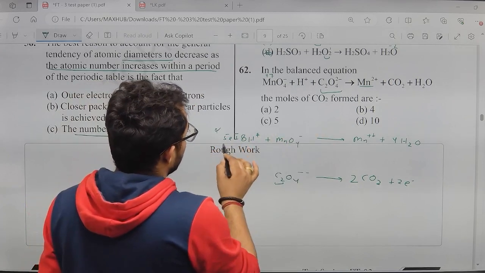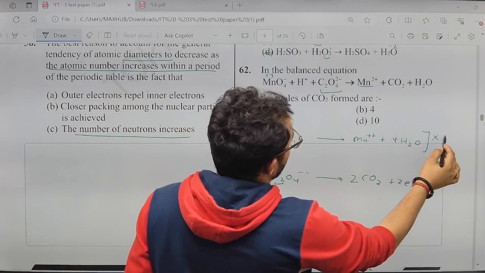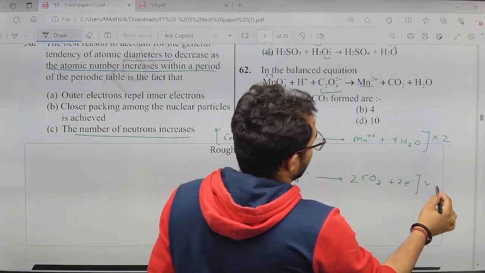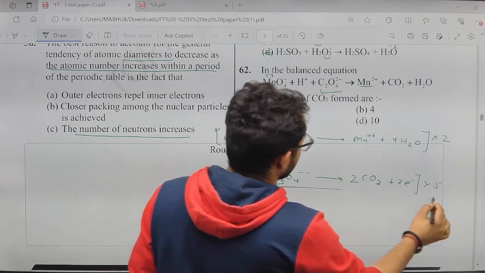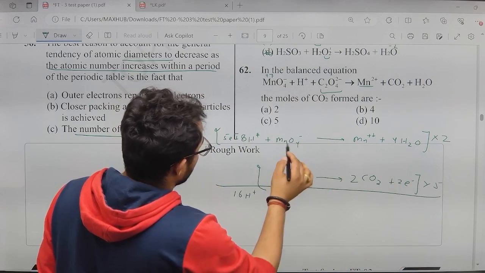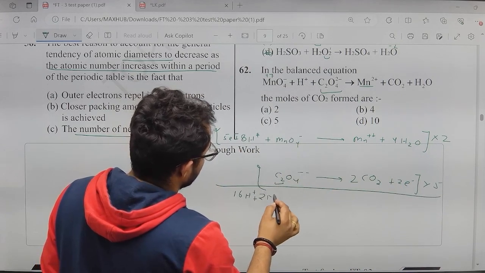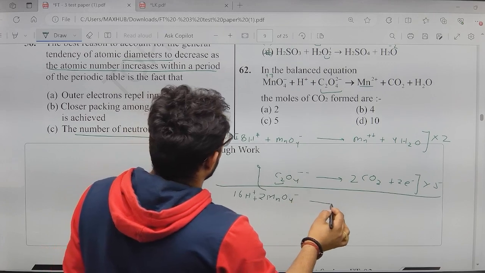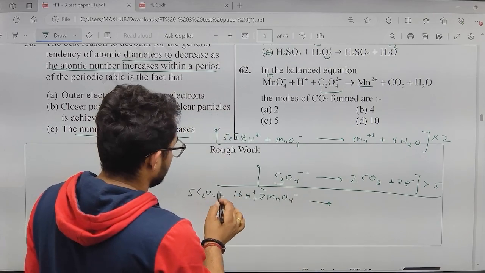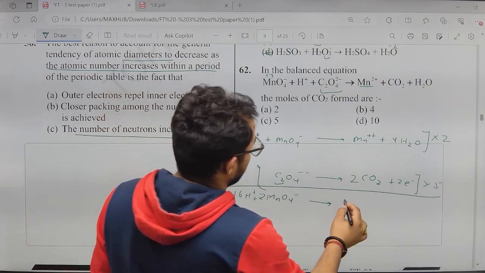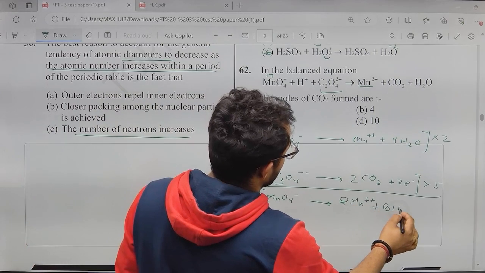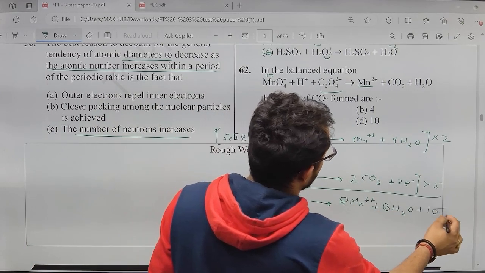Now I will equate the number of electrons. I will multiply 5 electrons by 2, 10 electrons, and multiply by 5 to get 10 electrons. Now listen: 16H+, 2MnO4-, and 5C2O4 2-, giving 2Mn2+, 8H2O, and 10CO2.